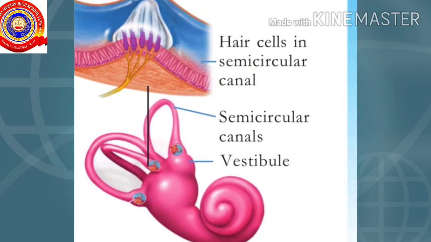There it generates impulses, and these impulses are transmitted by vestibular nerve. Through the vestibular nerves, the balancing of the body reaches the cerebellum, and as a result, equilibrium of the body is maintained.